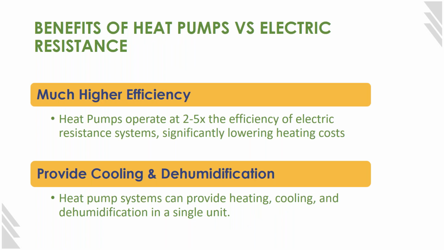So let's move on to the real benefits of heat pumps, particularly versus electric resistance, which is sort of the most popular or most commonly thought of heating type in Oregon and the ORMAP program. So a major benefit of heat pumps is they're much higher efficiency than electric resistance. Heat pumps operate at around 2 to 5 times the efficiency of electric resistance systems, which can significantly lower heating costs, particularly in existing buildings or in retrofits.